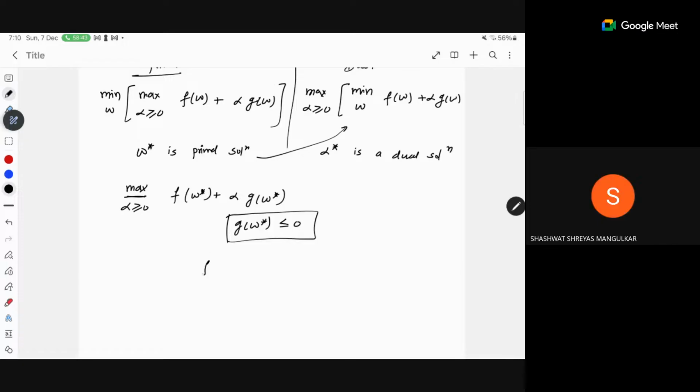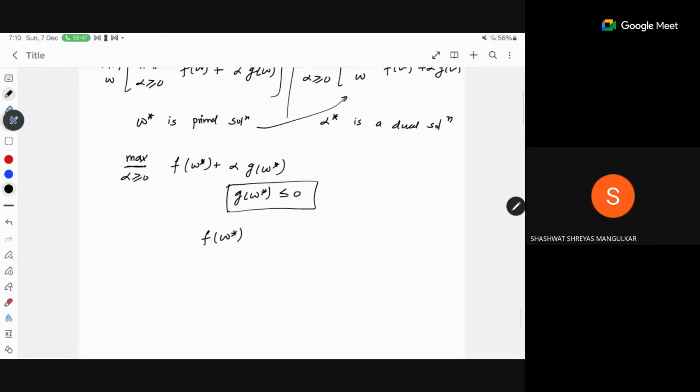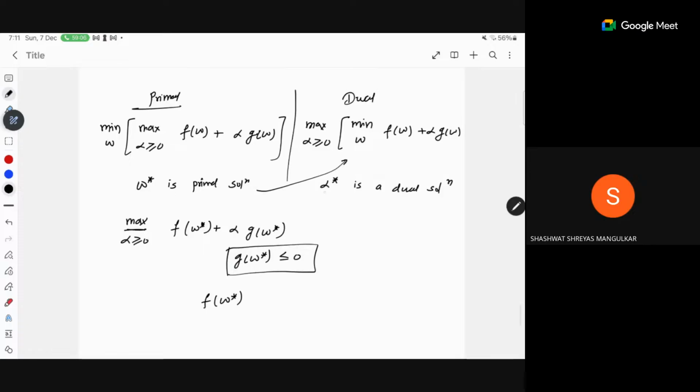Zero. No, no, f of W star, right? If we take 0 as G of W star, alpha will then be 0. Alpha will be equal to 0, and then the value of the objective function will be f of W star, correct? For alpha equal to 0, it will be alpha star, or alpha equal to 0. This is the objective function value I'll get. And alpha star is a primal dual solution.